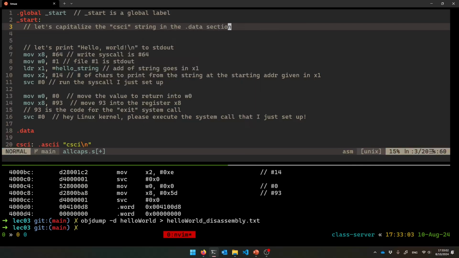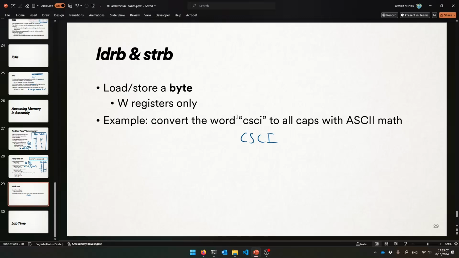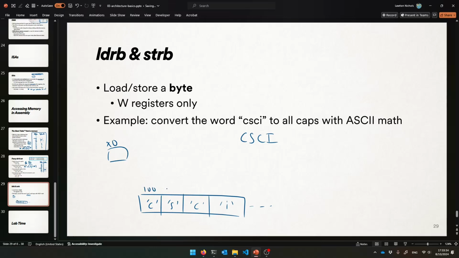All right, so what do we need to do? We need to get into a register each of those bytes. So let's say in X0, we're going to store each individual byte address, because every address still needs to be an X register. This is a 64-bit machine after all. So here's the CSCI string essentially in memory. It's lowercase c, lowercase s, lowercase c, lowercase I, and more. But that's all we really care about. And let's pretend like this starting address was address 100, this is address 101, 102, 103.